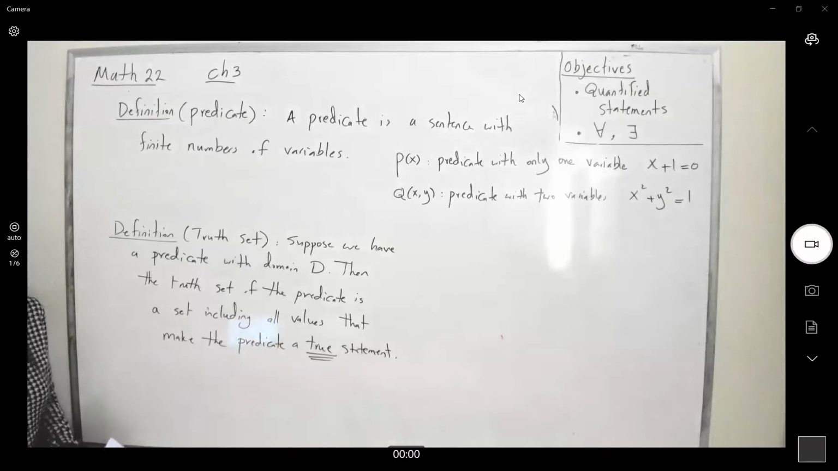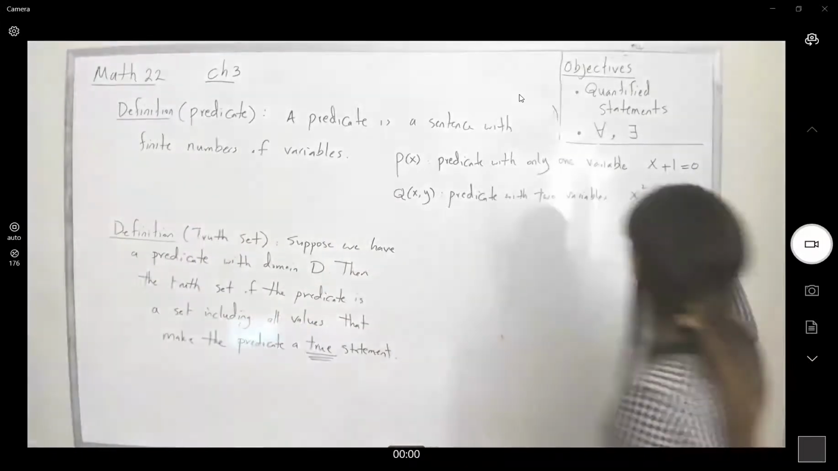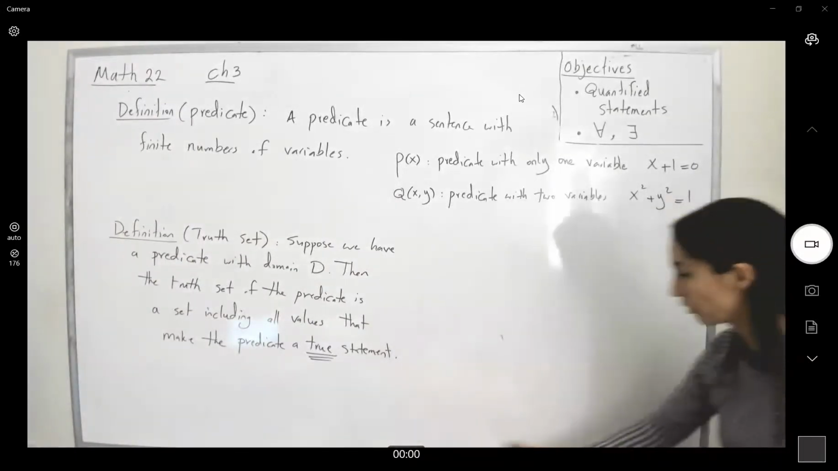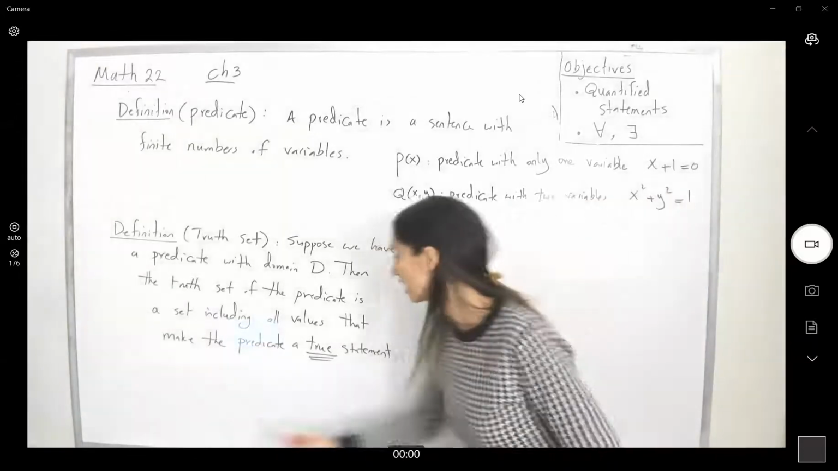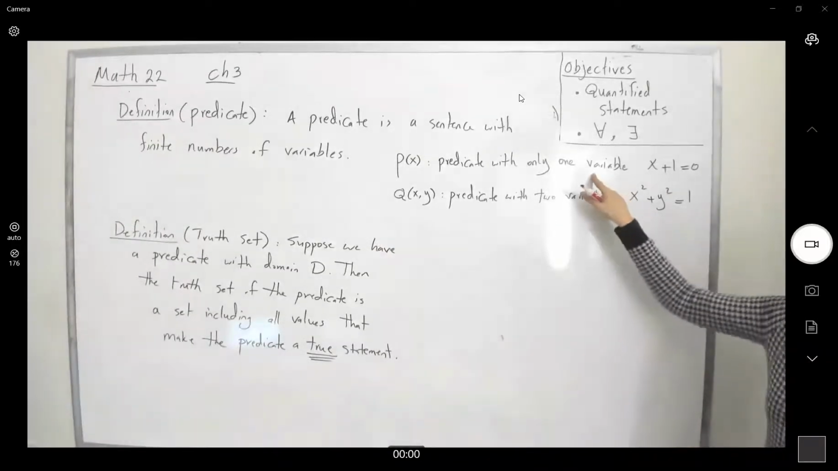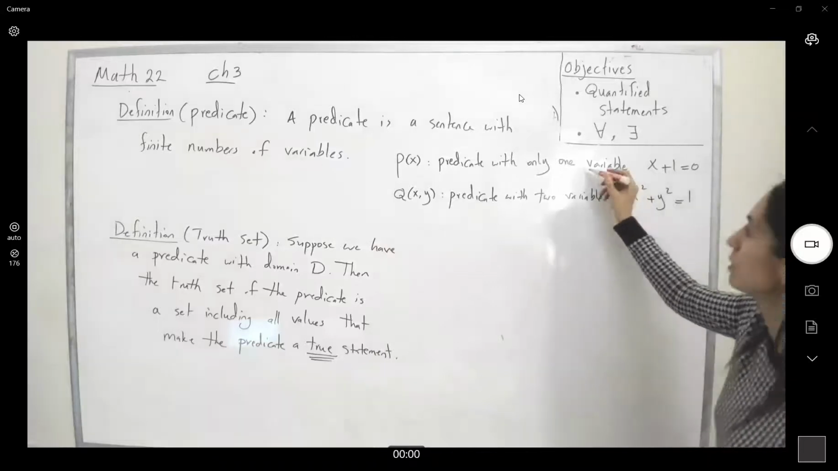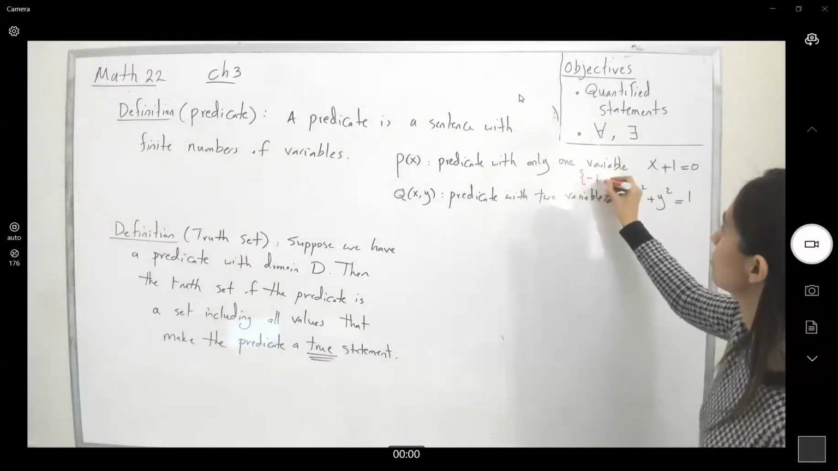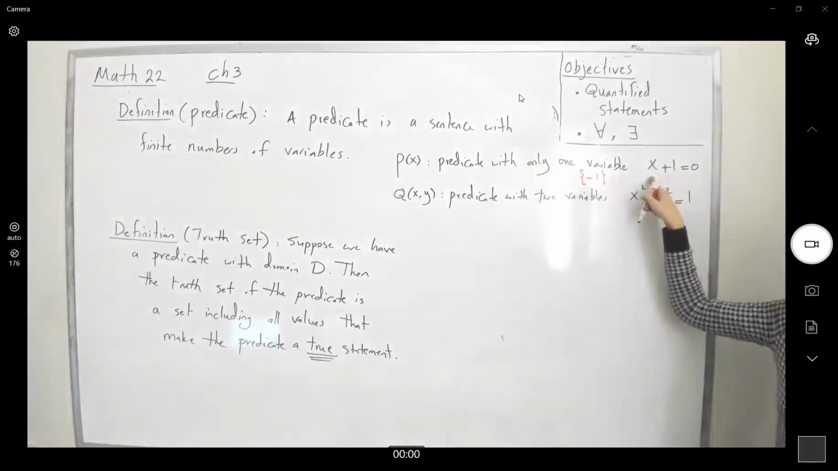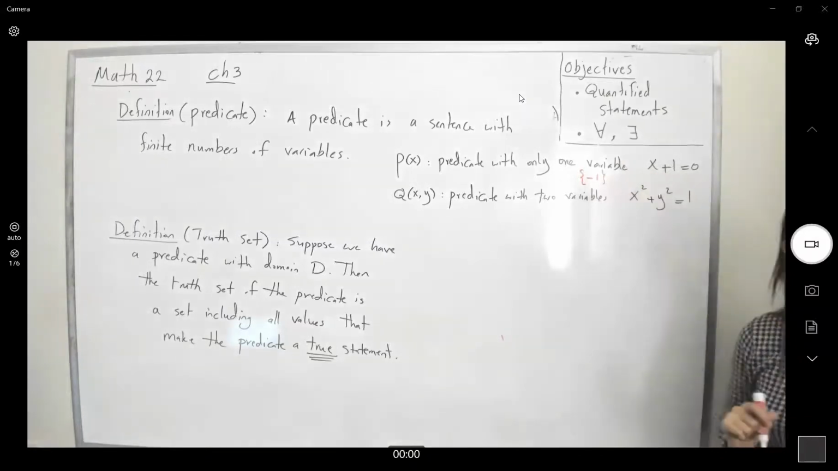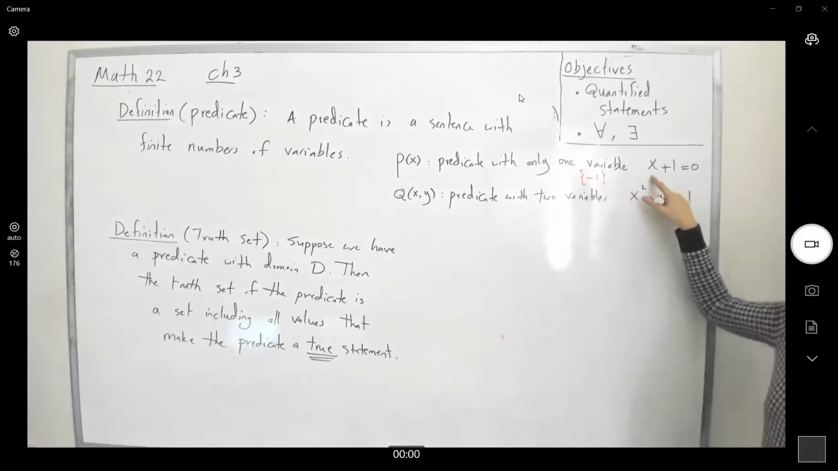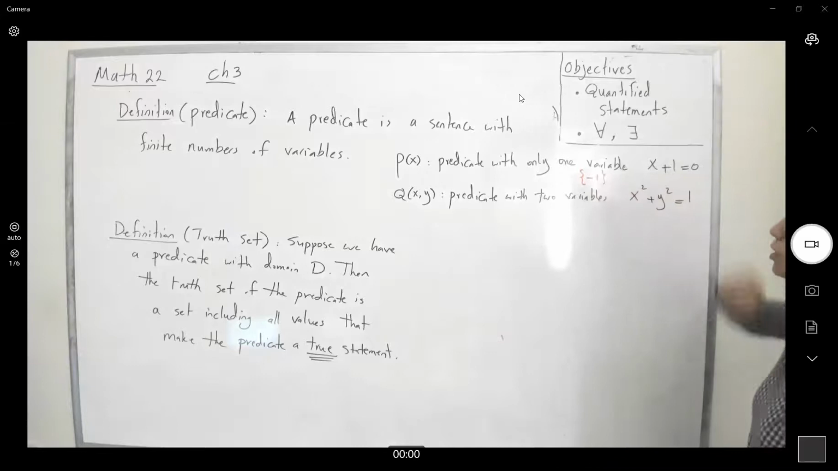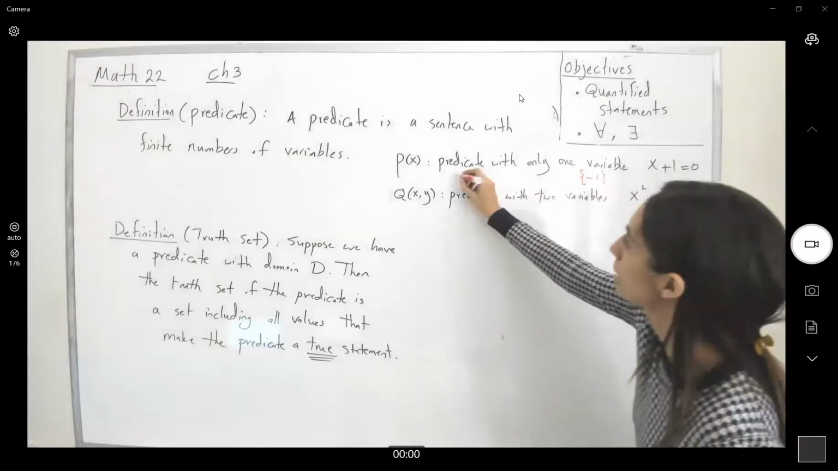For example, for these two, we can define the truth set. For the first predicate, the truth set includes just one element, -1. The only value that makes this equality a true statement is -1. If I plug in -1 on the left-hand side, I get 0 equal to 0, even though the domain is R.